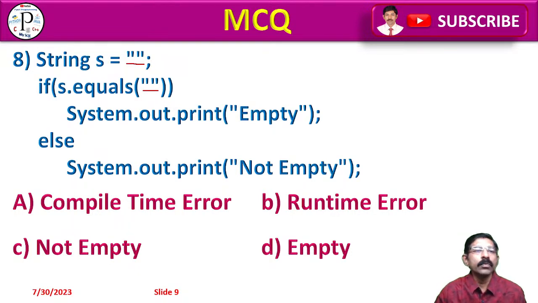Let me check. We got a lot of answers for question number 8. B, runtime error, runtime error, runtime error. Reason? One candidate has given B, NullPointerException, along with runtime error. All are saying B. One candidate said D, Subhasmita. Okay. NullPointerException. B is given.